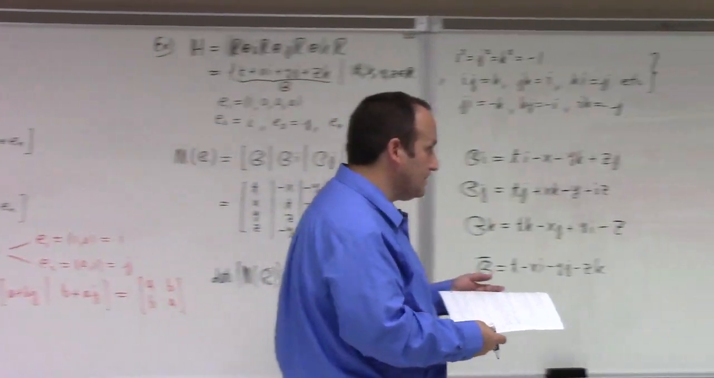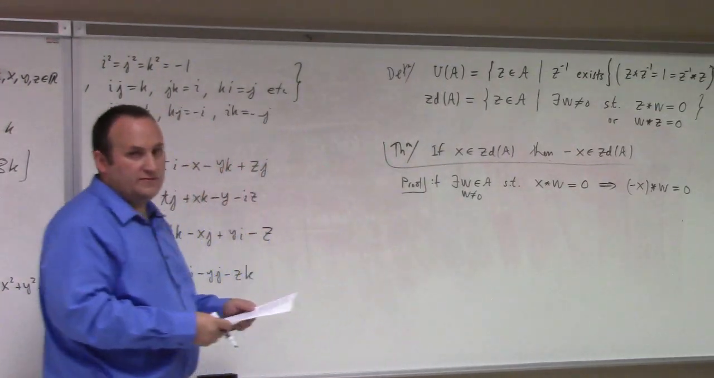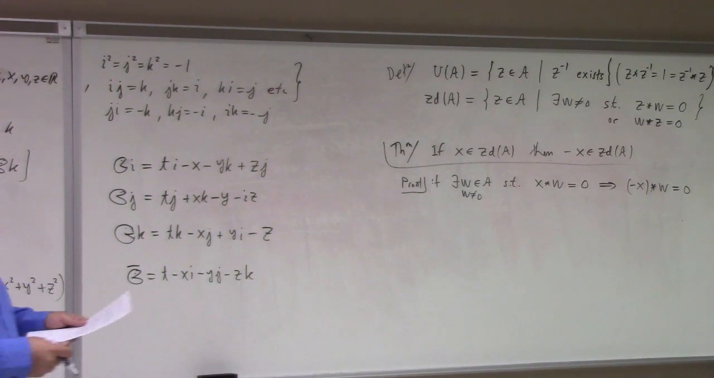So they're also closed under multiplication by a scalar. Right, yes. You can rescale a zero divisor and it's still a zero divisor. That is also true.